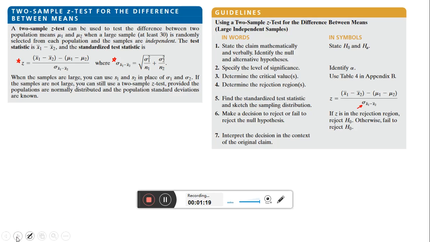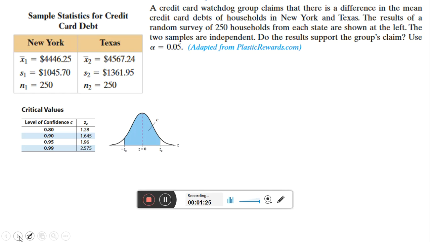All right, so let's dig into the examples here, if my pen will let me move forward. There we go. All right, so problem number 1. A credit card watchdog group claims that there is a difference in the mean credit card debts of households in New York City and Texas. The results of a random survey of 250 households from each state are shown at the left.